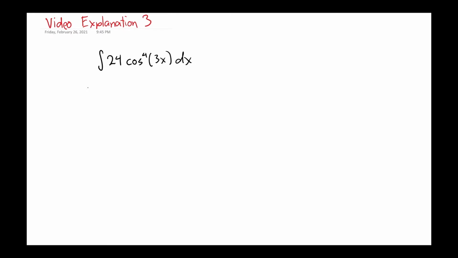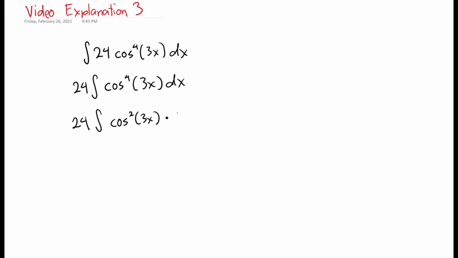Okay, so we're told to take the integral of 24 times the cosine of 3x to the fourth. So the first thing we're going to do is factor the 24 out of the integral, and then the next thing we'll do is separate cosine 3x to the fourth into 2 cosine of 3x squares.